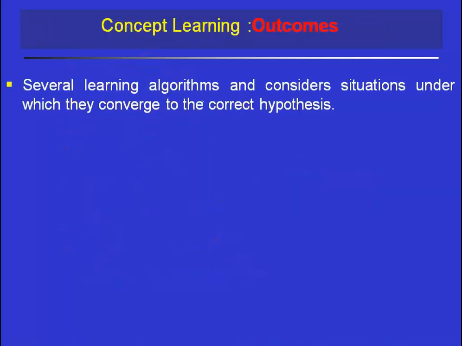So the outcome of this chapter is you are going to learn several learning algorithms, and consider situations under which they converge to the correct hypothesis.